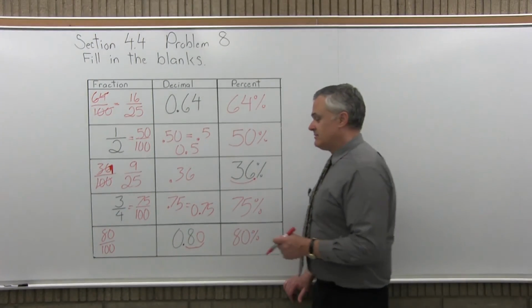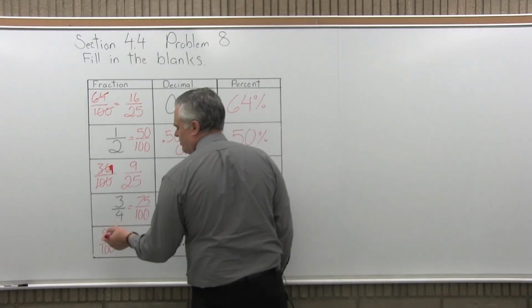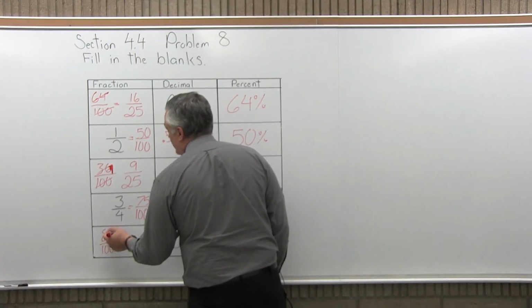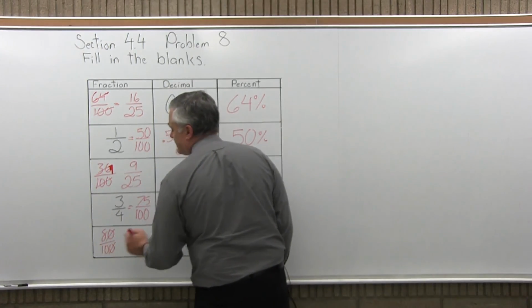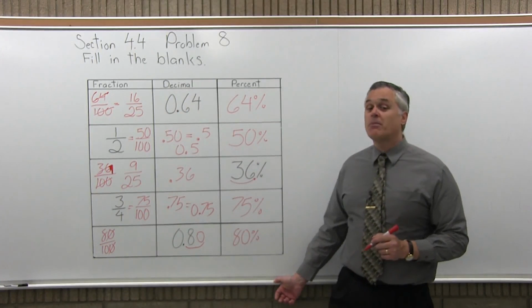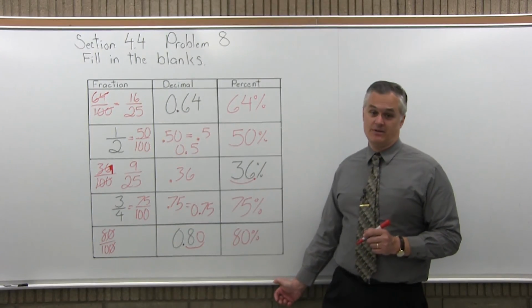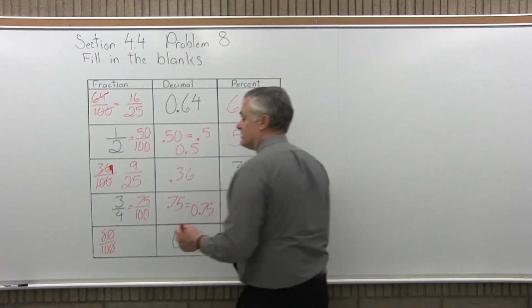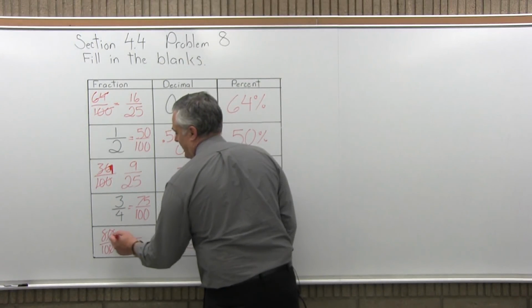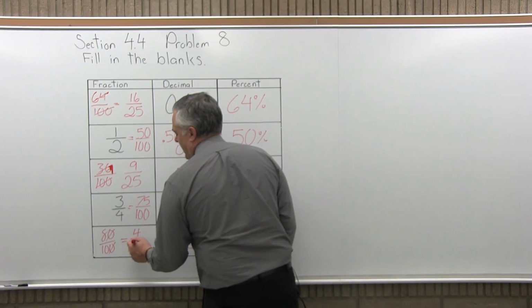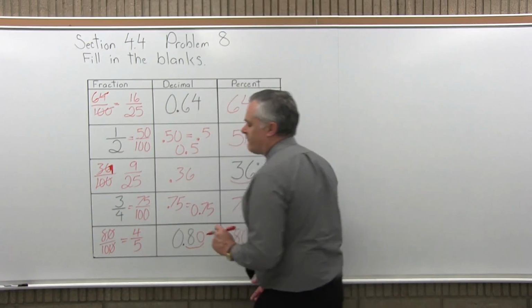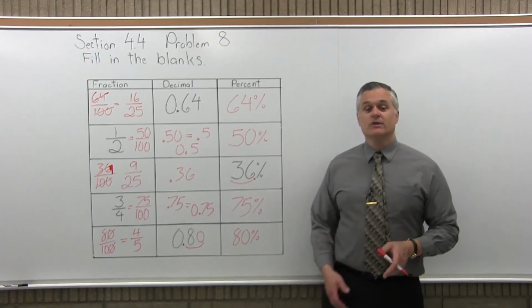I can. 80 over 100, you can reduce by 2, by 4, by 20 is probably the best. So the first thing I see is they both end in 0, so I can chop off a 0 and just think of it as 8 over 10. And then I can cut both of those in half. Half of 8 is 4, and half of 10 is 5, so 4/5. And now we filled in all the blanks.